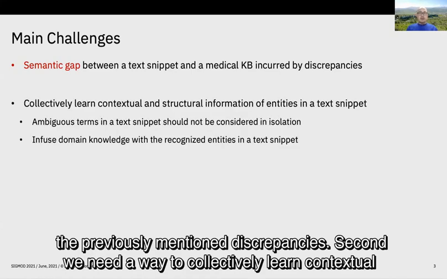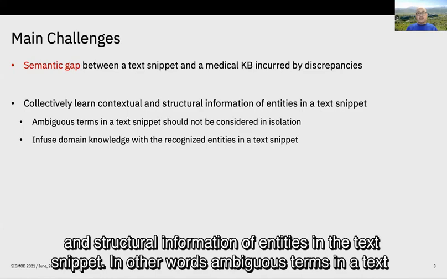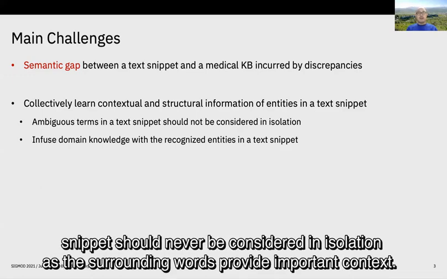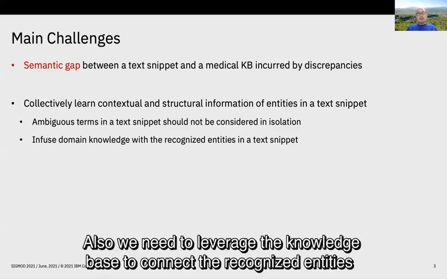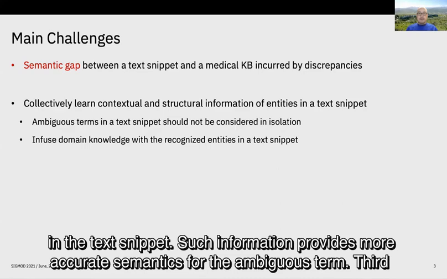The main challenges in entity disambiguation are the following. First, the semantic gap between a text snippet and the medical knowledge base can be huge due to the previously mentioned discrepancies. Second, we need a way to collectively learn contextual and structural information of entities in the text snippet. In other words, ambiguous terms in a text snippet should never be considered in isolation, as the surrounding words provide important context. Also, we need to leverage the knowledge base to connect the recognized entities in the text snippet. Such information provides more accurate semantics for the ambiguous term.